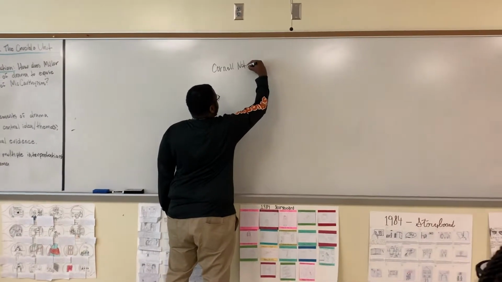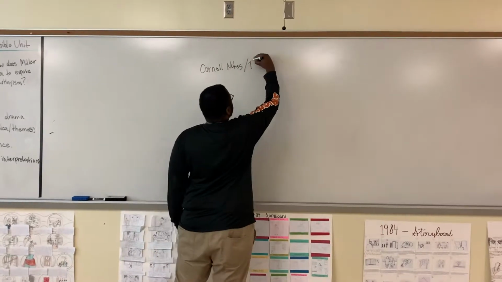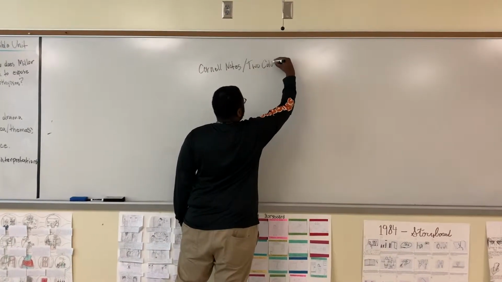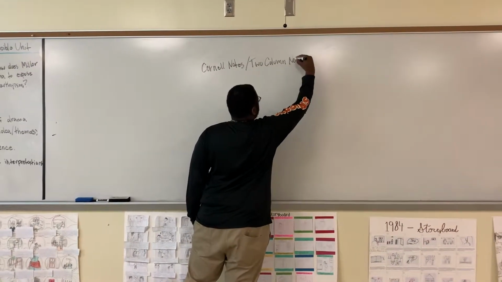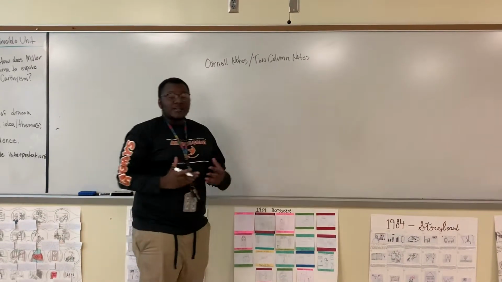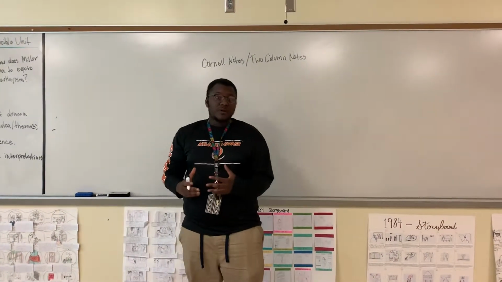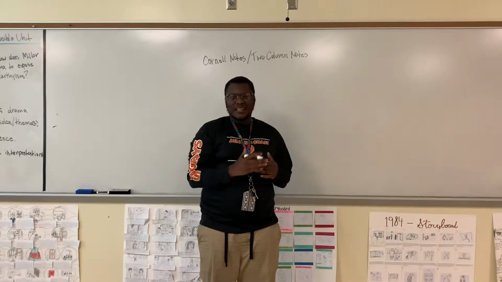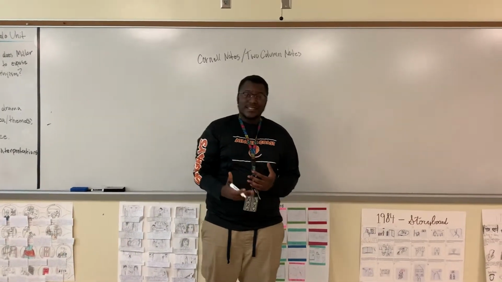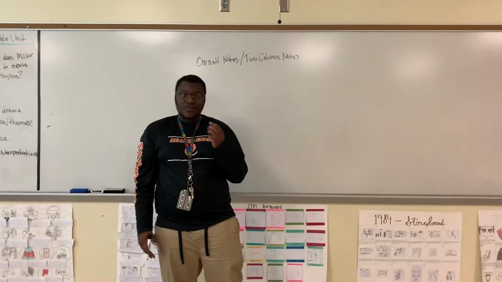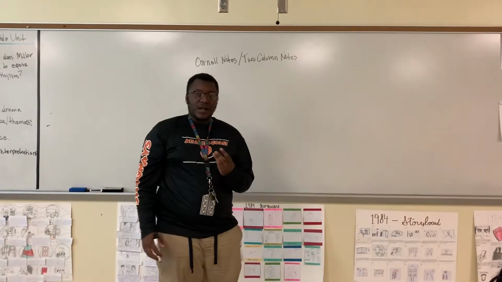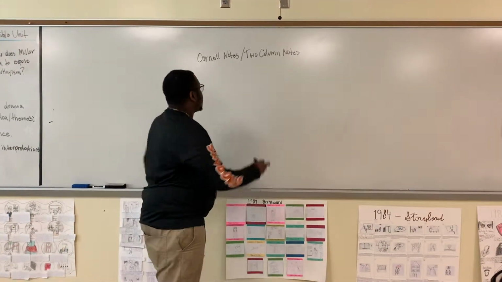or as they're often called, two-column notes. Two-column notes are simply a form of notes that help us break down the main ideas in an article or a passage that we might be reading. Now, there are three main components to two-column notes, which I'm going to draw on the board.